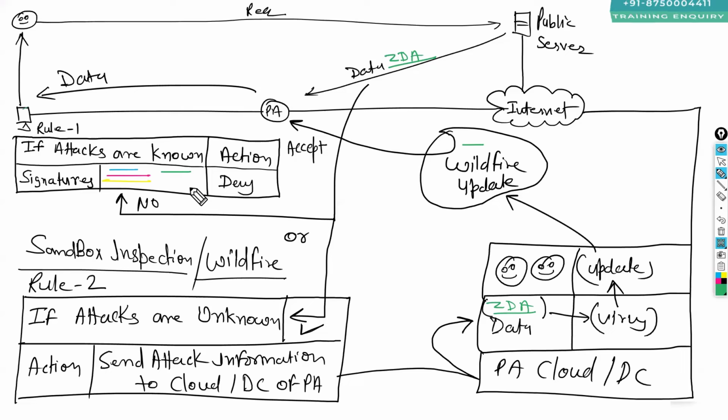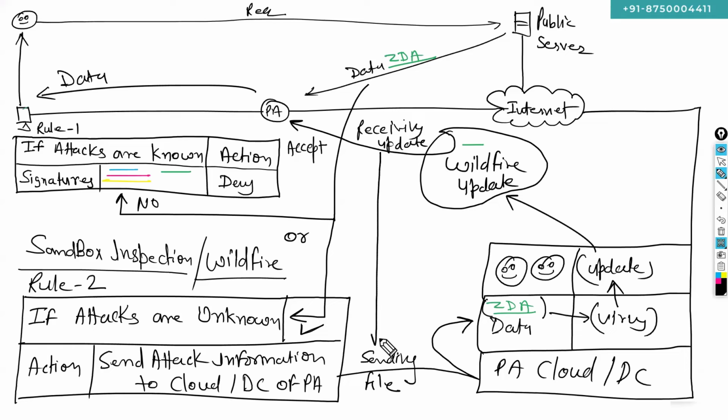But the question is this: the firewall is sending a file to the cloud, and the firewall is also receiving the update. There will be a time duration. Yes. Palo Alto says that if you have submitted any file to us, you can get the update within 3 to 5 minutes. Within 3 to 5 minutes, you can expect the update here. Got it or not? Now, what will happen during this time?